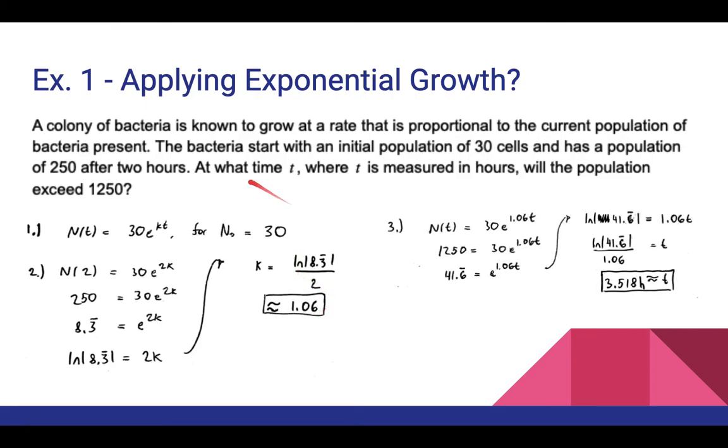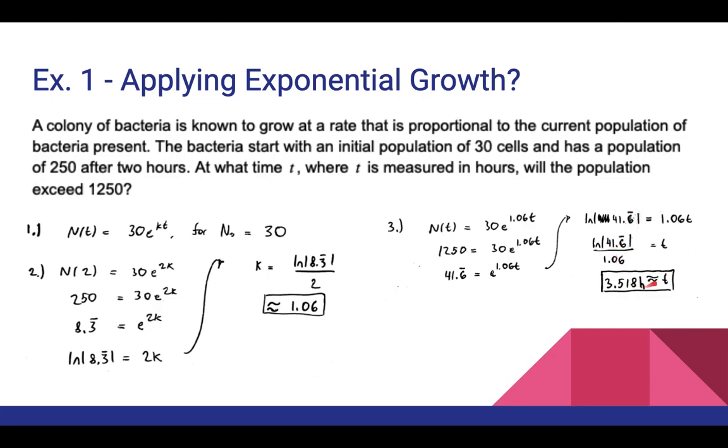Now in our third step, it asks at what time t, where t is measured in hours, will the population exceed 1250? In this case, we have 1250 = 30e^(1.06t). That's our population. Now we have to solve for the time t when this population hits 1250. So we divide both sides by 30, 41.6 is the result, and we get 41.6 = e^(1.06t). So we take the natural logarithm of both sides, and we get ln(41.6) = 1.06t, which gives us t = ln(41.6)/1.06.